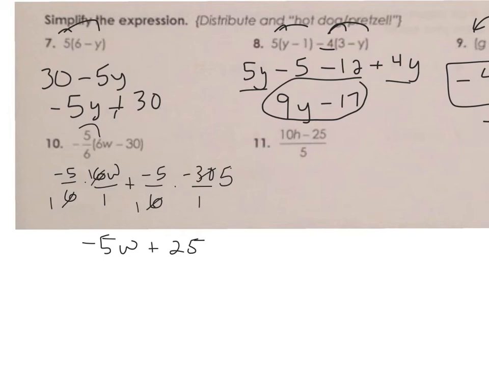Number 11. We're going to do this like the birthday cake method. We're going to do this part first. A negative 10 divided by 5 would be 2h. And then I have a negative 25 divided by 5, which would be a negative 5.